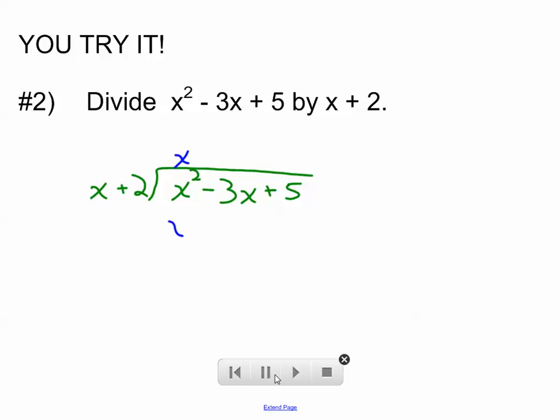X times x is x squared, and x times 2 is 2x. Then we subtract. This is where a lot of people might make a mistake here, but negative 3 minus 2 is negative 5. Bring down the 5.